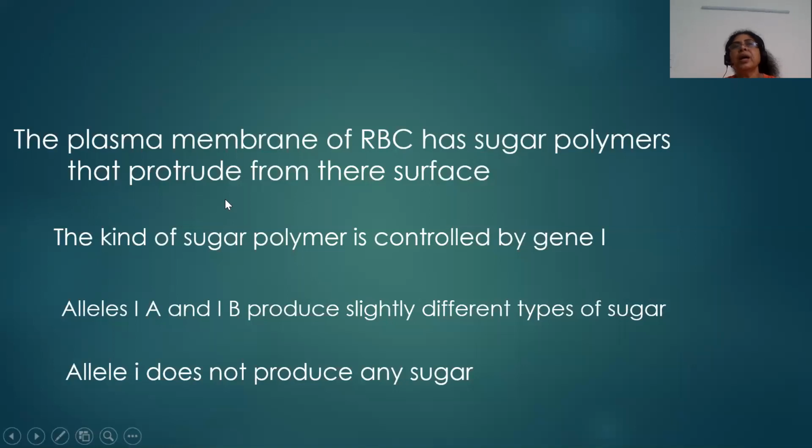Now, actually, this gene I controls the kind of sugar polymer which is produced on the plasma membrane of RBC. The plasma membrane of RBC produces a sugar polymer that protrudes out from the surface of the RBC, and that is controlled by the gene I. Now the allele IA and allele IB produce slightly different sugars, whereas allele i does not produce any sugar.